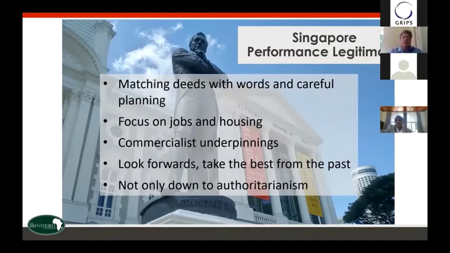Of course, it's a story of, again, openness to outsiders, both in terms of ideas. The fact that Albert Winsemius was the economic advisor there for a long time is one illustration. Another is the way in which Singapore used its location and put in place the conditions to attract multinational corporations. It matched very carefully what it said it was going to do with what it did.